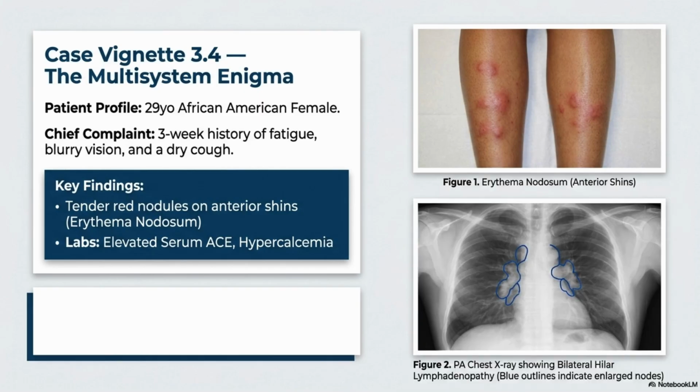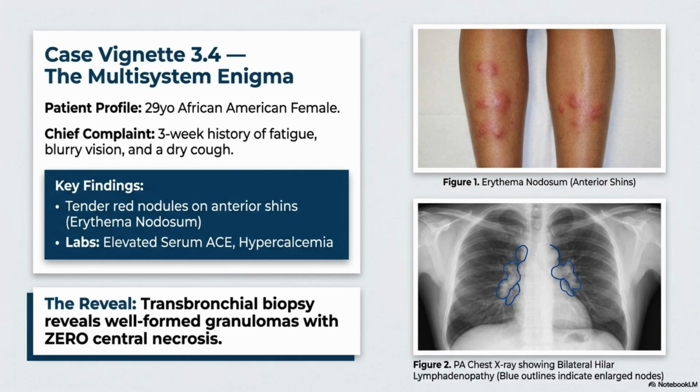Finally, looking at figure 2, her PA chest X-ray shows bilateral hilar lymphadenopathy, with the blue outlines indicating those enlarged nodes. The reveal here is that a transbronchial biopsy reveals well-formed granulomas with zero central necrosis.